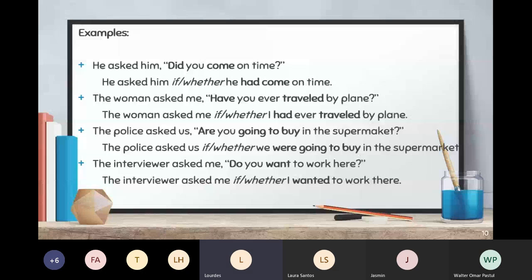The interviewer asked me, do you want to work here? The interviewer asked me if or whether I wanted to work there. Yes, it's like that. The interviewer asked me, do you want to work here? So you see, there is a question, and it is a yes no question. Then the interviewer asked me if or whether I wanted to work there because we changed the tense. Is it clear?